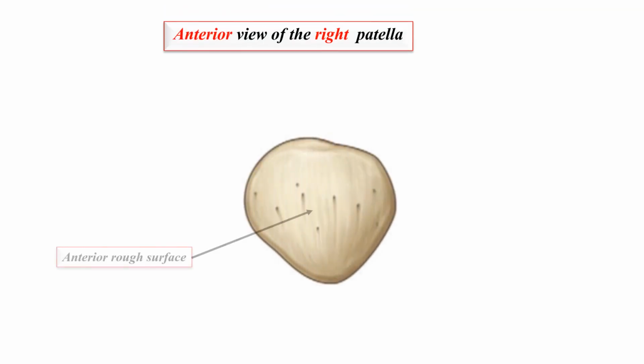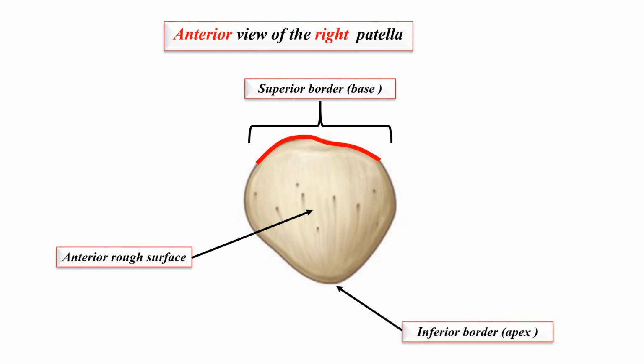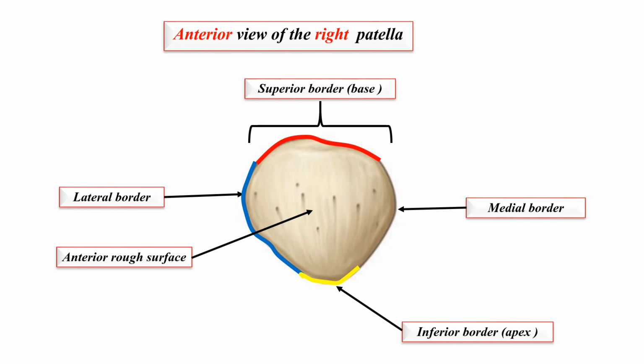This is the anterior view of the right patella. This is the anterior surface of the patella. It is the rough surface. Superiorly, this is the base of the patella. This is the superior border. We call it the base. Inferiorly, this is the inferior border. It is the pointed border. We call it the apex. Laterally, the patella has a lateral border, and medially, it has a medial border.